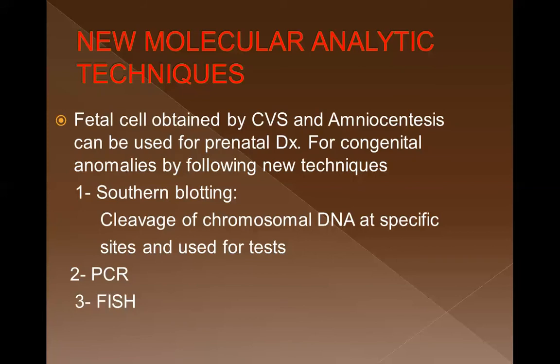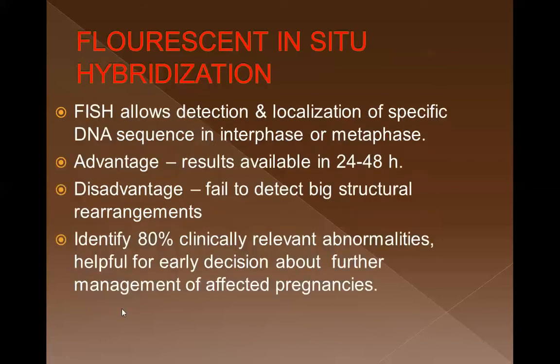Fetal cell obtained by chorionic villus sampling and amniocentesis can be used for prenatal diagnosis for congenital anomaly by following new techniques. Number 1, southern blotting, cleavage of the chromosomal DNA at a specific site and used for the test. Polymerase chain reaction PCR and FISH, which is fluorescence in situ hybridization.